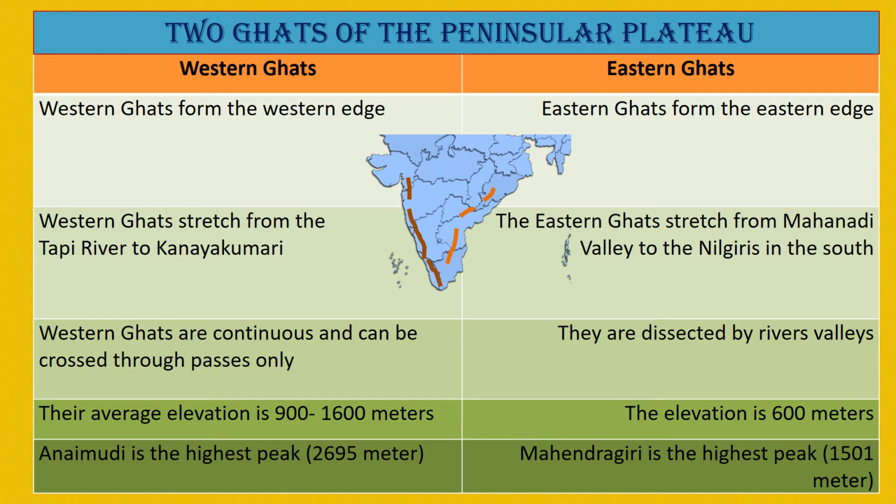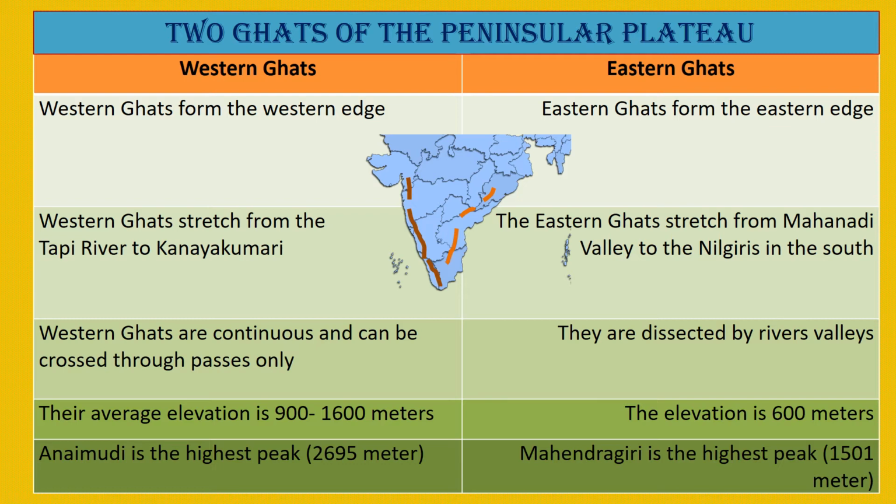Let us compare the two ghats of the Peninsular Plateau. Ghats are the hill ranges which make the eastern and western boundary of the Peninsular Plateau, especially the Deccan Plateau. The western ghats stretch from river Tapi to Kanyakumari. The eastern ghats stretch from river Mahanadi to Nilgiris. Western ghats are continuous hill ranges and can be crossed only through mountain passes. Thal Ghat, Pal Ghat, Bhor Ghat, these are some important ghats or mountain passes located along the western ghats, and these help in connecting the Deccan Plateau with the western coastal plain.